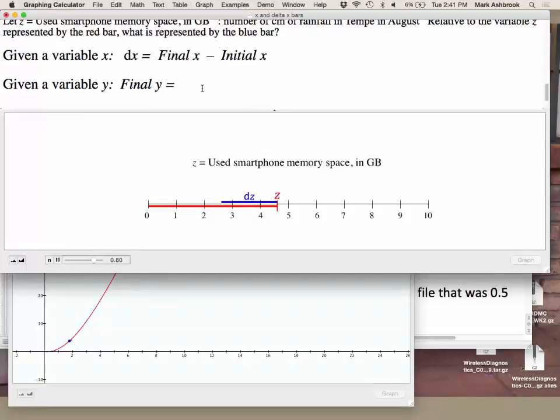And then, given a variable y. Okay, please let me have your attention. This is the really important thing that troubles a lot of students when things get harder. Final y is initial y plus the change in y. But beyond formulas, it's not formulas you memorize. Those should make sense, and hopefully this activity helped it make sense.